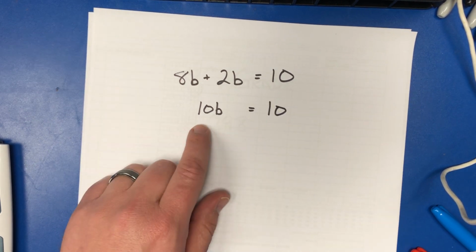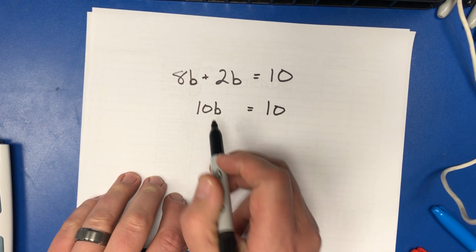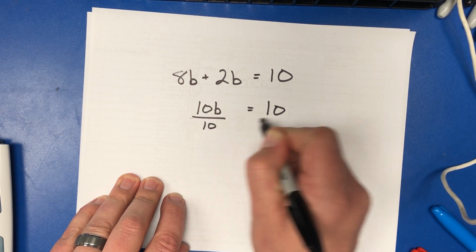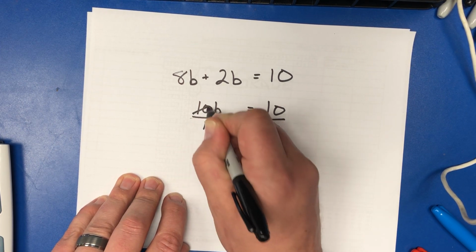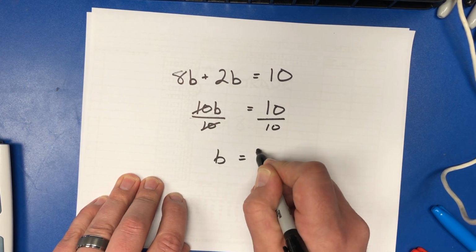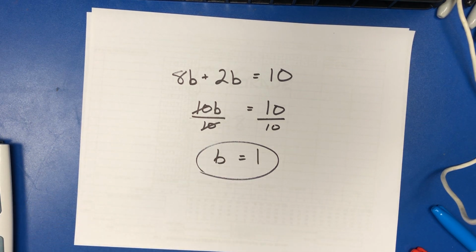And so then I asked myself, 10 times what is equal to 10? Obviously that would be 1. But if I didn't know that, I could show that by dividing both sides by 10, leaving me with b on the left is equal to 10 divided by 10 is 1. And so there I have my solution to my equation.